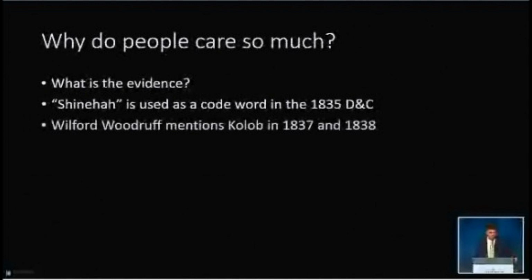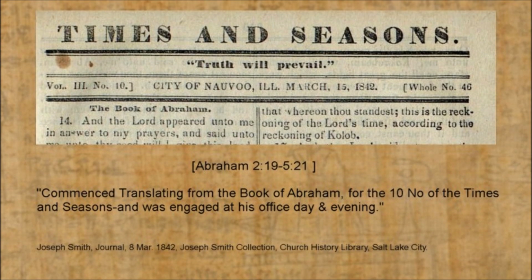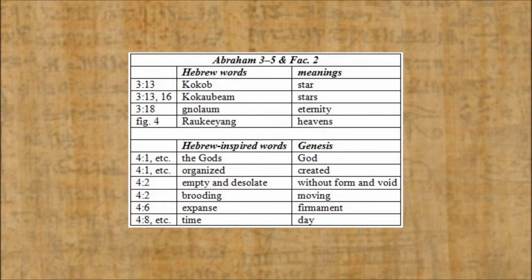the evidence supports. Joseph Smith's journal records that on the 8th of March 1842, he commenced translating from the Book of Abraham for the 10th number of the Times and Seasons, and was engaged at his office day and evening. On the 15th of March, the Times and Seasons published Abraham chapter 2, verse 19, through chapter 5, verse 21, in its 10th number. This publication also included Hebrew words and Hebrew-influenced phrases that Smith had learned in 1836, after he had suspended work on the Egyptian papyri.